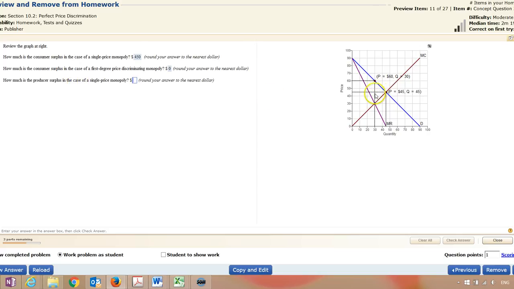The third part: how much is the producer surplus in the case of a single price monopoly? So let's go back to the single price monopoly. We know that the price is $60 and the quantity is 30. The producer surplus is captured by the distance between the price and the marginal cost curve. Graphically speaking, this is captured by this trapezoid. We can separate this trapezoid into 2 parts if we draw a horizontal line here. The first part is this area, a rectangle. Actually, a closer look suggests that this is a square because both length and height are 30. The second part of this trapezoid is this triangle. Again, both the height and the length are 30.